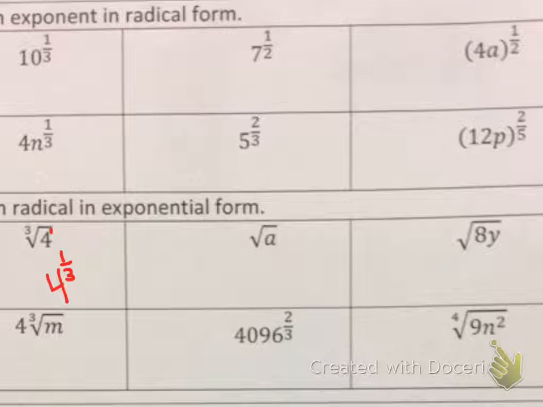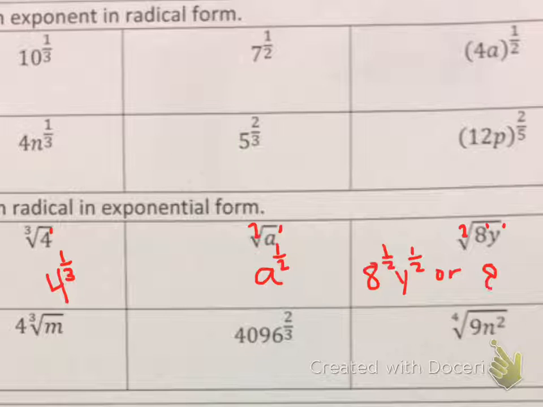Same thing on this next problem. Let's talk about the power on the a. It's a 1, and the number in the crevice would be 2 because it's a square root. We automatically know it's a 2. So the power here would be a to the 1/2. Continuing down the side, we'd have the square root of 8y. The power on the 8 is 1. The power on the y is 1. So we could write this two different ways. We could go 8 to the 1/2 power, y to the 1/2 power, or we could write that as 8y all raised to the 1/2 power. Either direction would work.